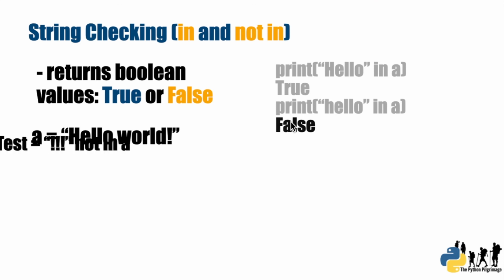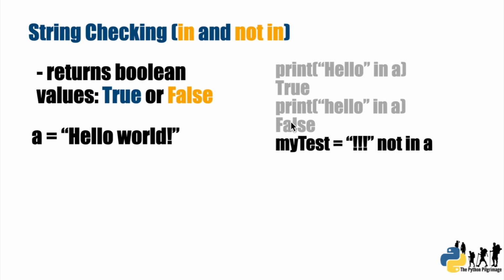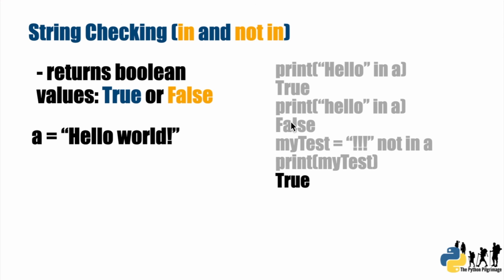You can also store that in a variable. In this case, looking for a triple exclamation point not in A. So if you print out my test, you'll see true because the triple exclamation point is not in A. You only have one. You can also do it this way: print A not in A. That should be false because the whole string A, which is hello world, is being evaluated, not in A, but it is there, so that's false. Okay, so that's it for today.